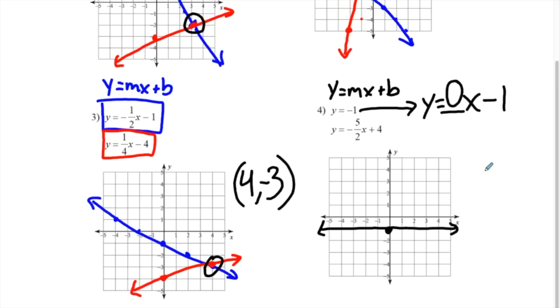All right, so whenever you see that y equals, and it's just a number, that just gives you your y-intercept, and then nothing else is happening. It's just a flat line. The next one is pretty simple. You've got y equals 4. So you start at 4, or y equals -5/2 x plus 4. So you go up to 4, positive 4, and then you go down 5, and then right 2.